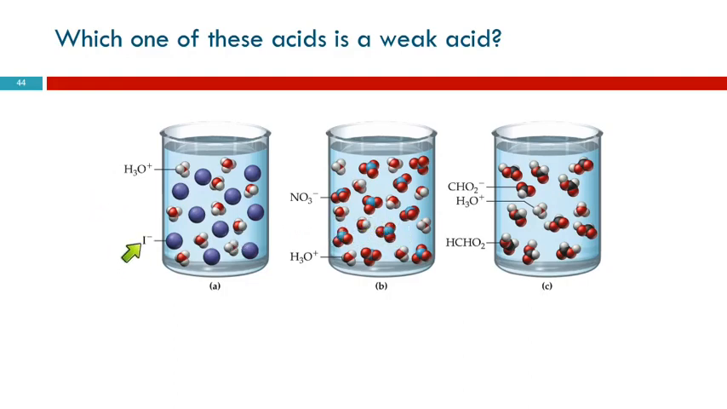Over here, this is HI, hydroiodic acid. There aren't any HI molecules because they all ionized. So this is the weak acid.